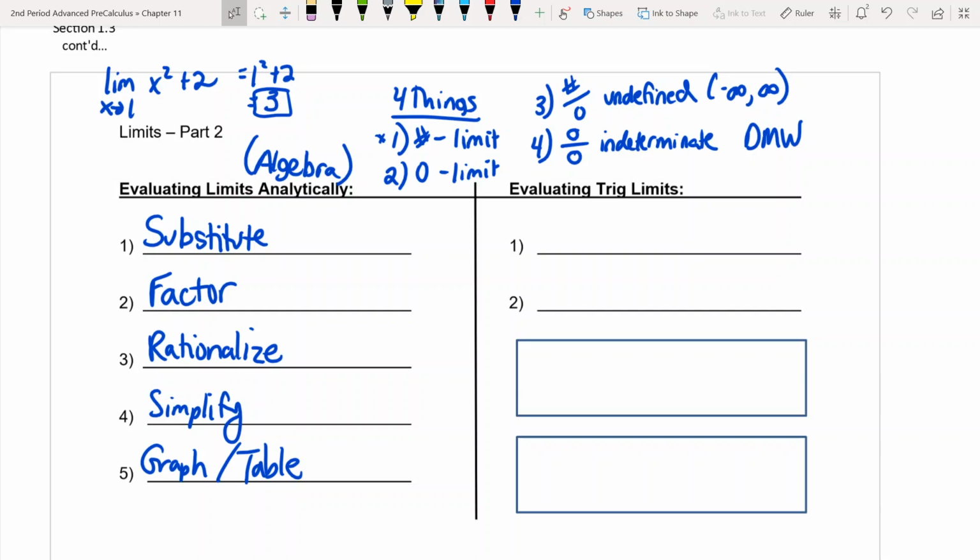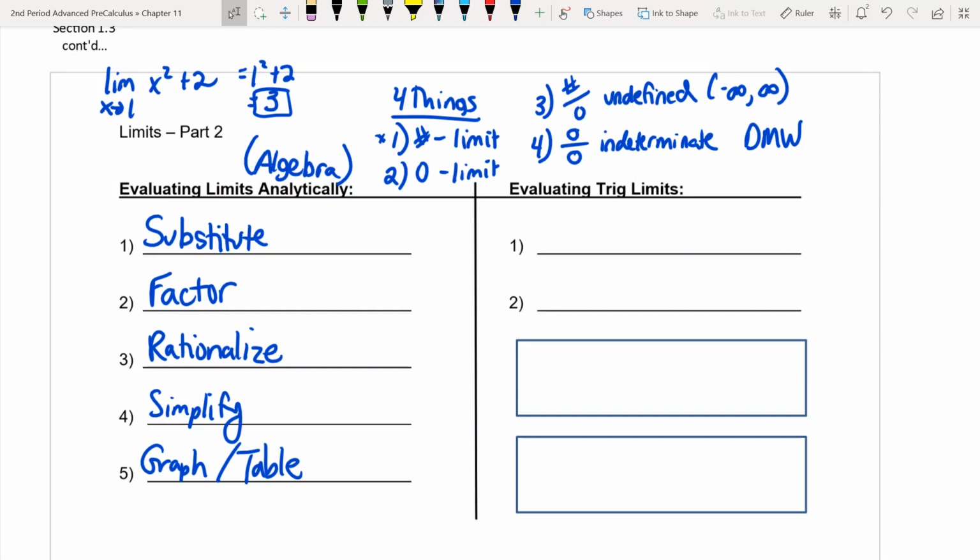Today we're going to look at evaluating trig limits. As we look back at the previous lesson, you saw that our goal when doing limit evaluation was to just directly substitute. If we directly substituted in and we got an answer, that was our limit. If we got 0, that was our limit. If we got a number over 0, we were undefined. And then the ugly situation was 0 over 0, which meant we had to do more work.